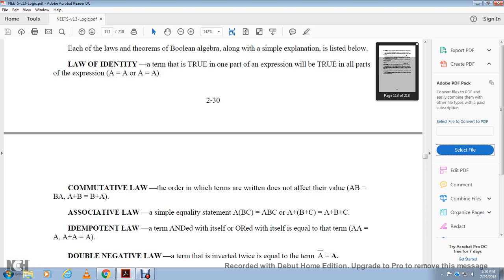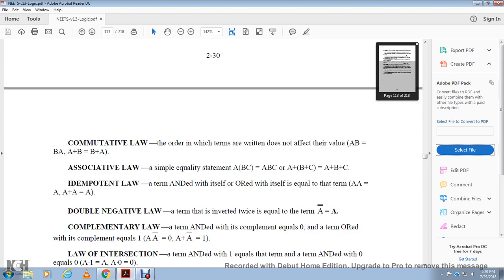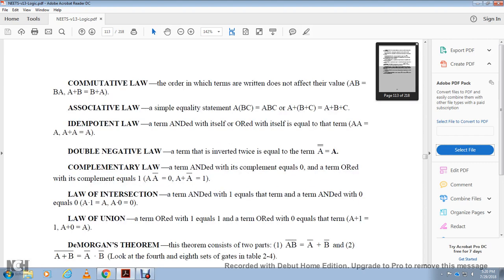The double negative law: a term that is inverted twice is equal to the term, the double inversion of A is equal to A. Complementary law: a term ANDed with its complement is equal to zero, A times A-bar is equal to 0, and a term ORed with its complement is equal to one, A plus A-bar is equal to 1.